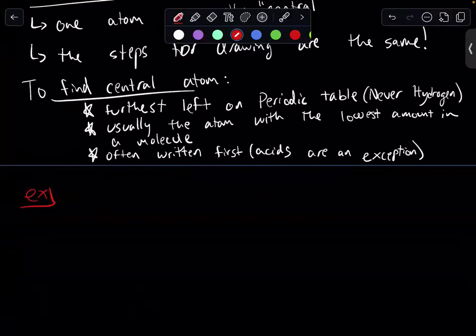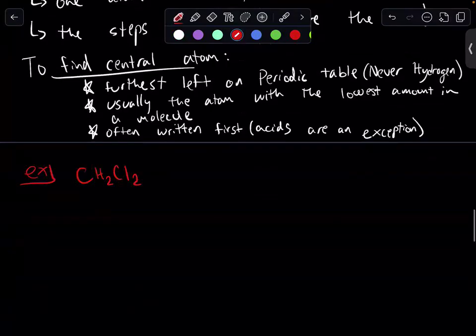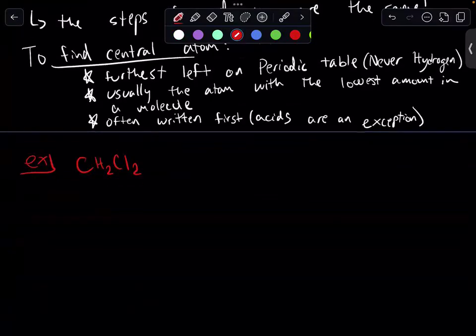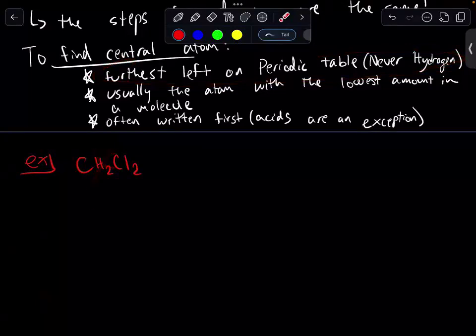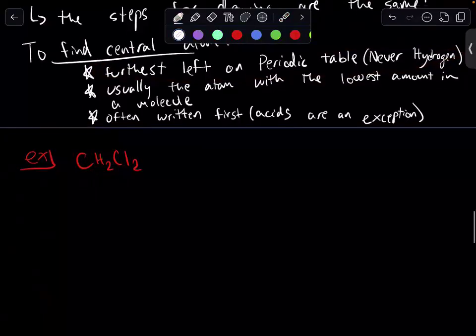So instead of F2, let's look at CH2Cl2. Carbon, two hydrogens, two chlorines. So let's go through our guidelines. Furthest to the left, never hydrogen. So it can't be hydrogen. And carbon is more left than chlorine on our periodic table. Just knowing my periodic table knowledge, I know it goes to carbon, which is in group 14, and chlorine, which is in group 17. So carbon is going to be the winner here. It will be further left.